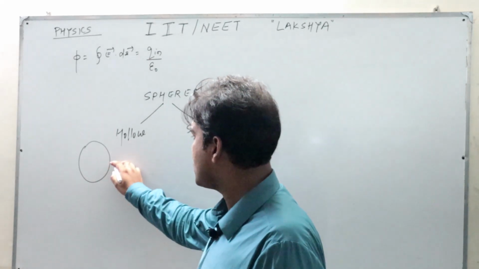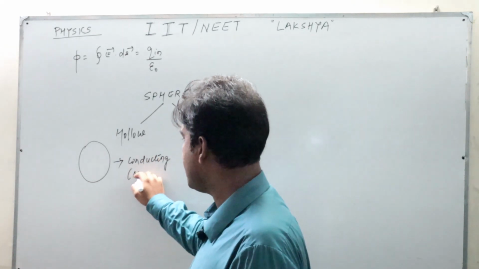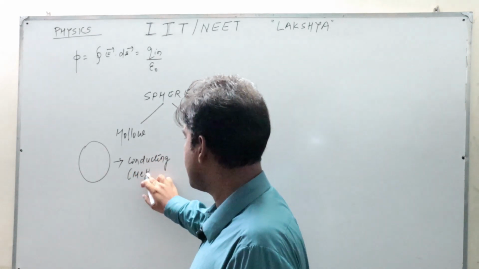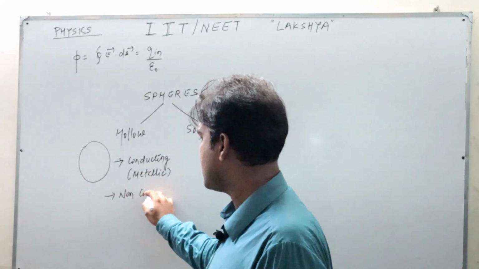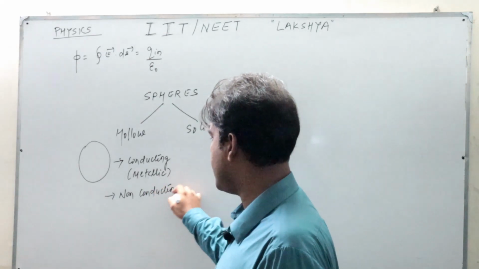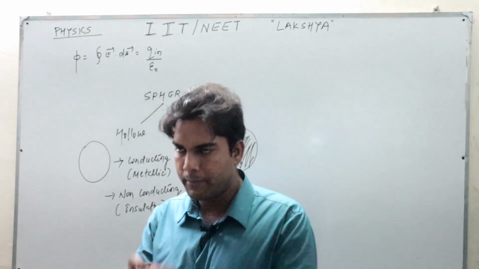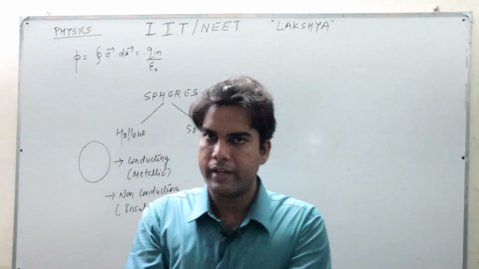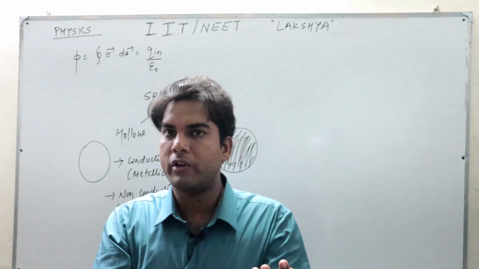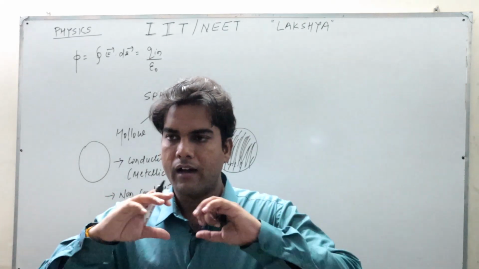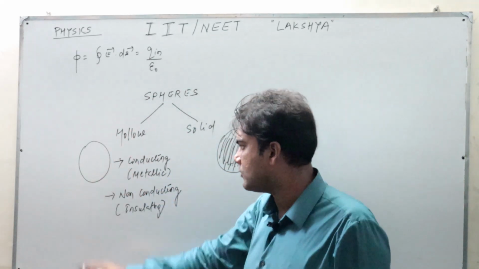In hollow also there are two cases. One is conducting, conducting means metallic, and another is non-conducting. Non-conducting, that is basically your insulator or insulating body. There can be two types of hollow spheres. One is the metallic body, which is hollow from inside, and another is maybe a non-metallic body, which is an insulating body, like it may be a wooden body or something like that, but inside it is empty. I mean there is nothing inside, that's why we are calling it hollow.